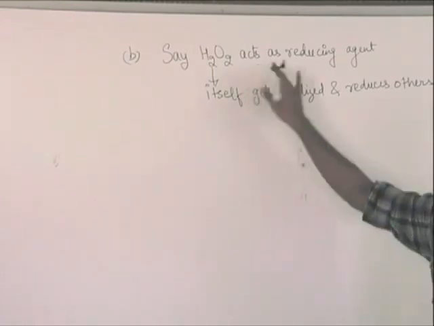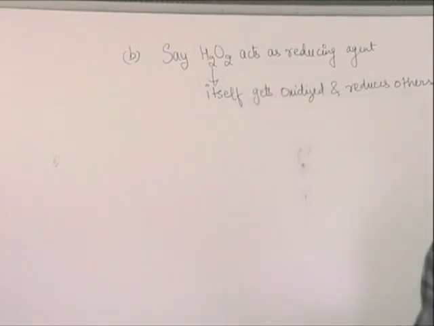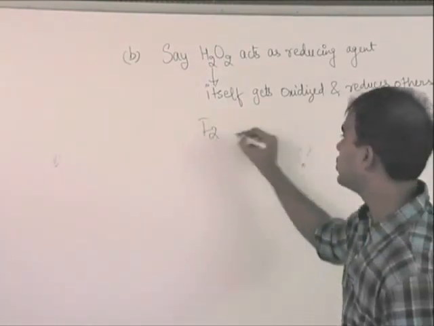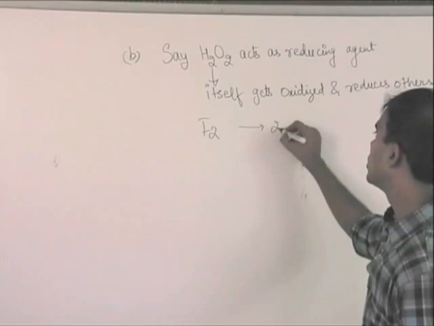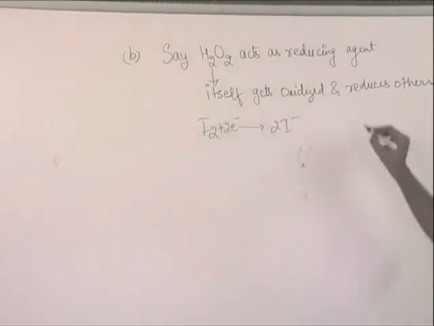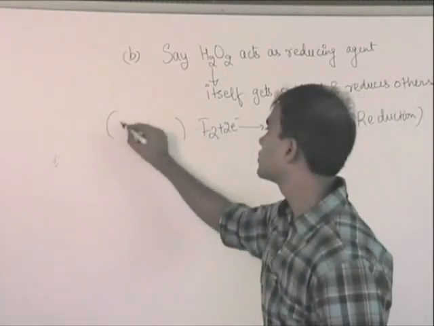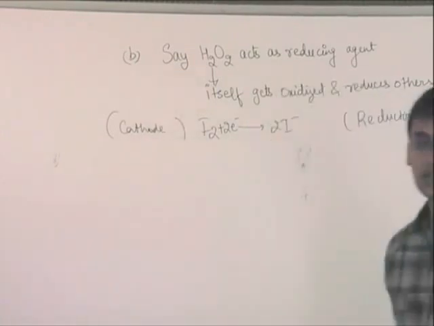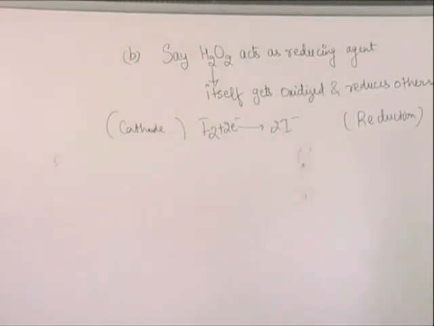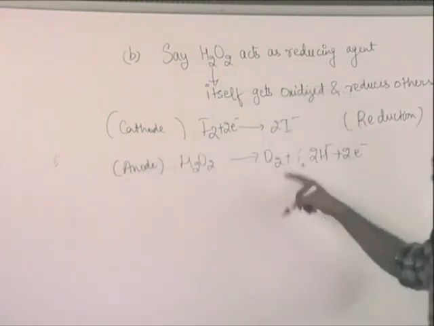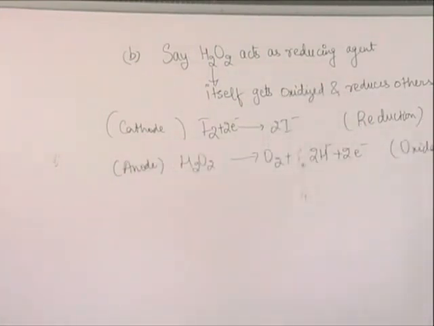Okay. So if H2O2 is getting oxidized, I2 will be getting reduced to I minus. Simple. So I have one equation: I2 gives 2I minus. This is the reduction, or this is the reaction at cathode. Simple. Okay. So what will be the reaction at anode? This will be the reaction. Agreed? Yes, sir. Why do we take this reaction? Because this is reduction, so this has to be oxidation.